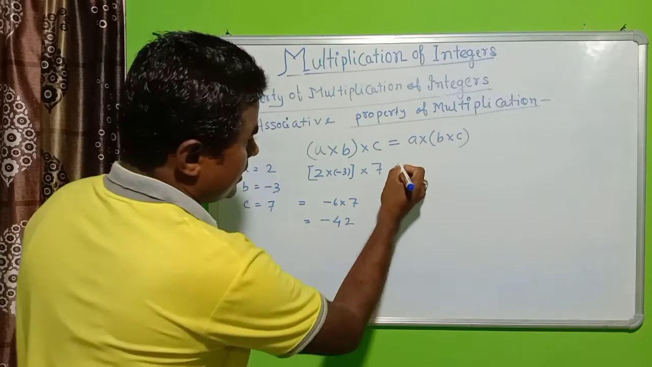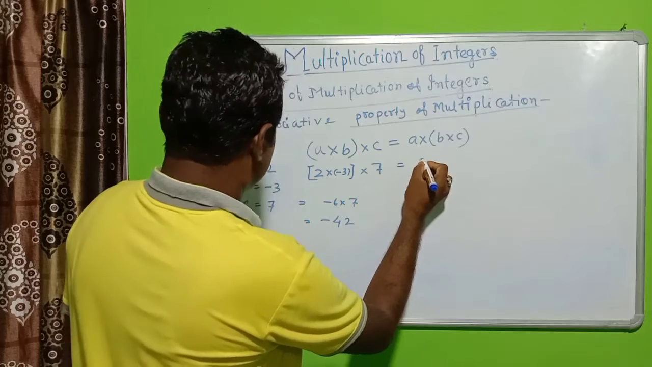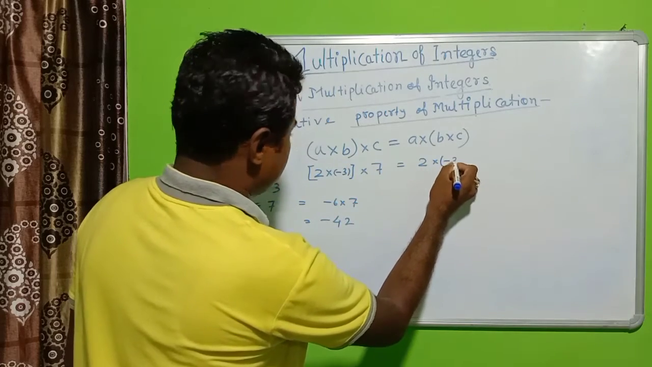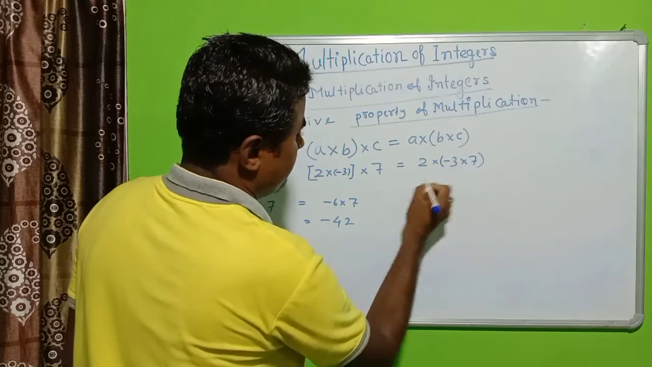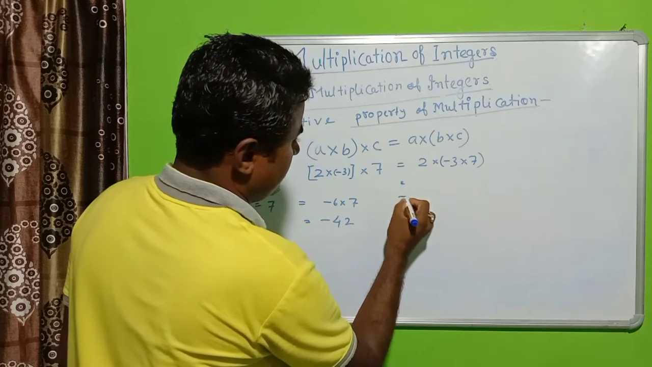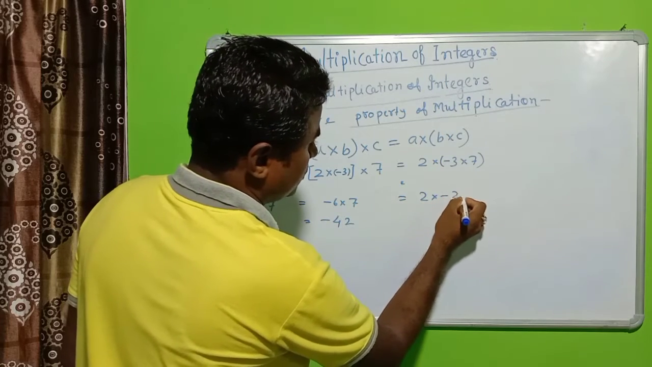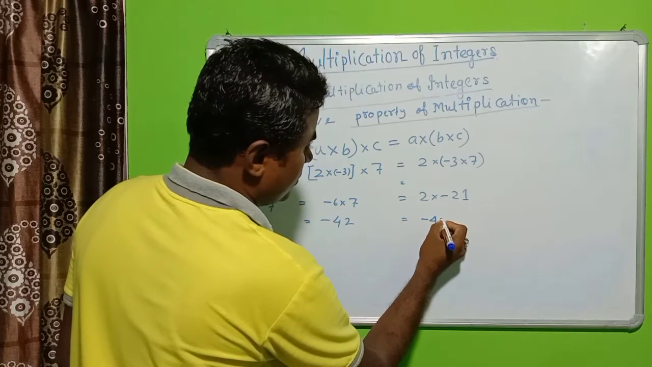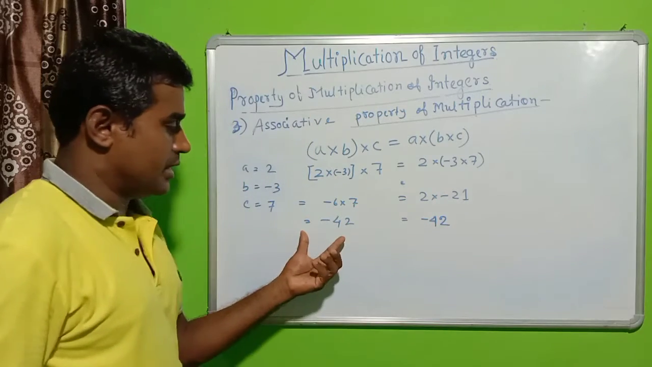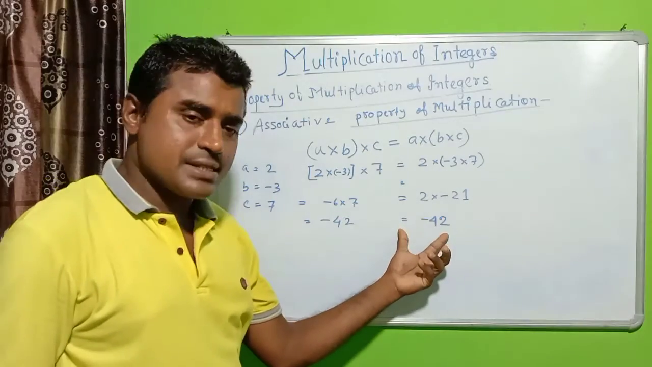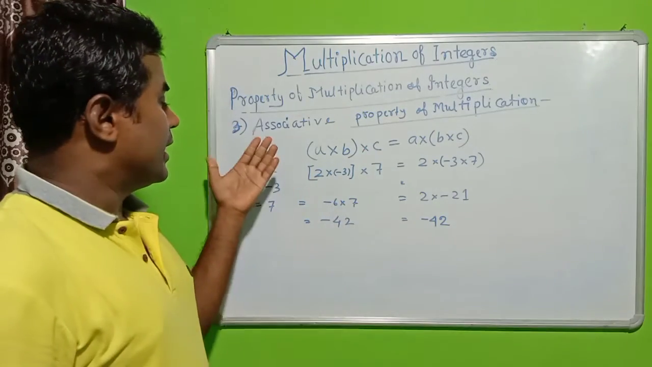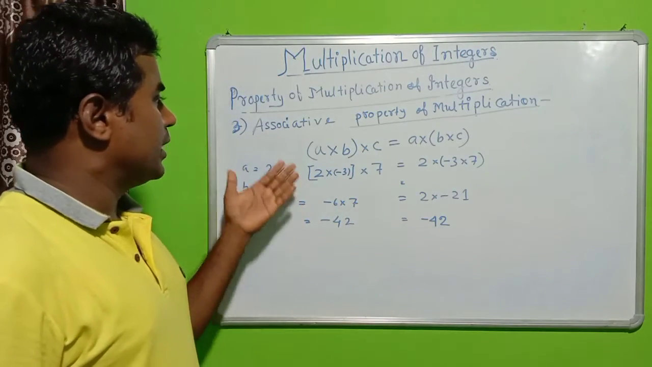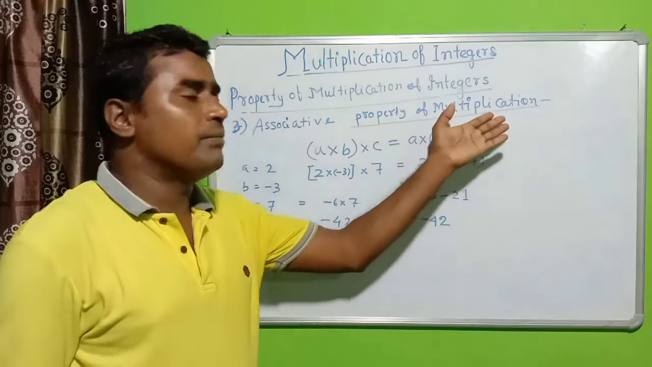Move to the right side. a is 2, b is minus 3, c is 7. Then 2 into minus 21, and minus 21 times 2 is minus 42. You see, the left side and right side are both the same. That means the integers are closed under the associative property of multiplication.